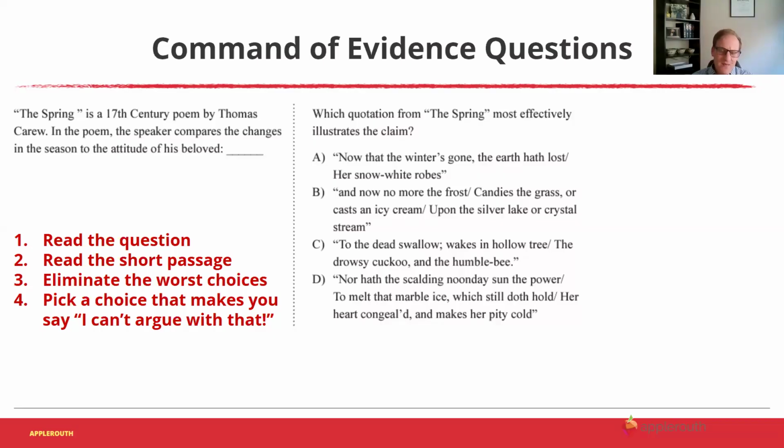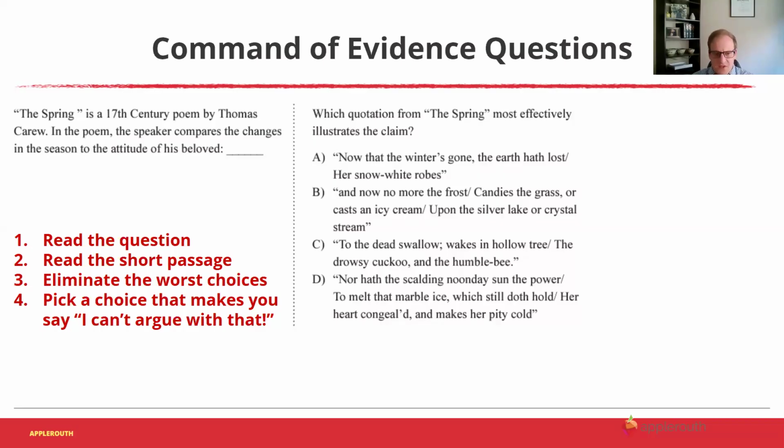So I look at A and I'm thinking, oh gosh, this is definitely 17th century poetry language, and I hate it. "Now that the winter's gone, the earth hath lost her snow white robes." Well, I definitely see seasonal changes. I'm not sure about her. I would keep A. B seems like it's all about the seasonal changes. I don't get anything about a person's attitude. I can confidently cross out B as in boy. C, same thing. It doesn't go changes or attitude, but just talks about birds and nature. So not B, not C.